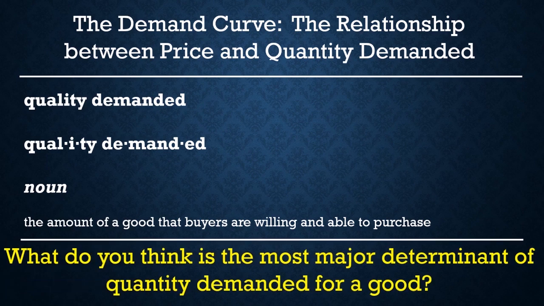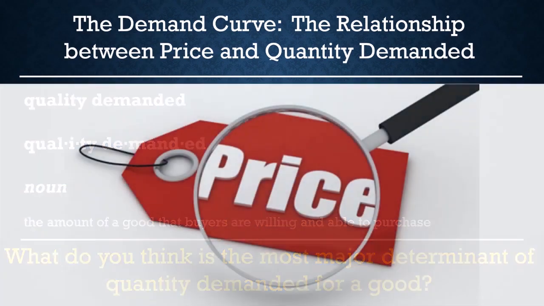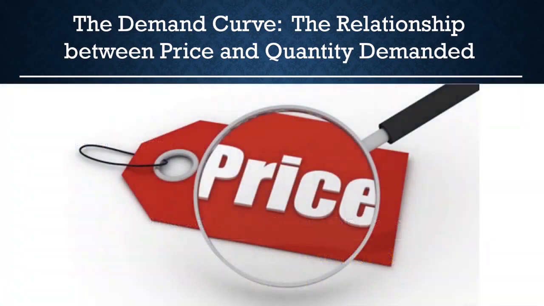Now, what do you think is the most major determinant of quantity demanded for a good, whether it be shoes or automobiles, houses, or pencils? Usually it's some kid in the back who gets this answer. And you know the answer. No, you don't. I guess not. The price of things, of course.